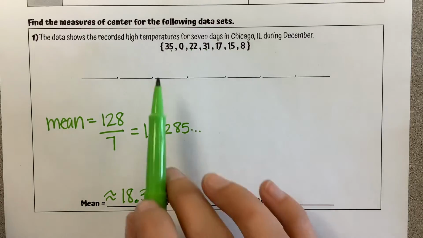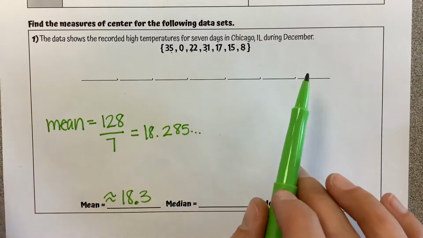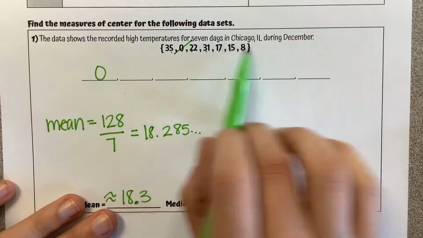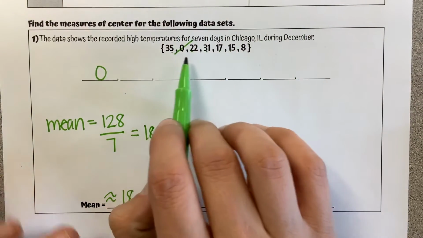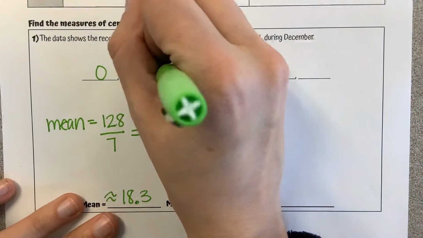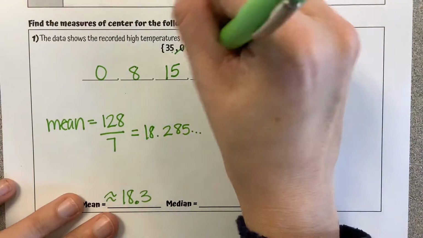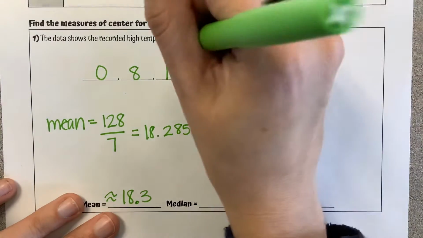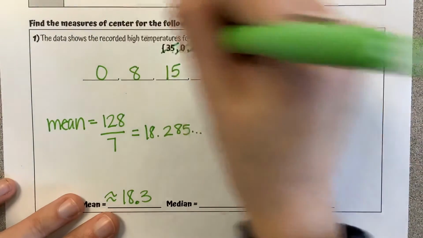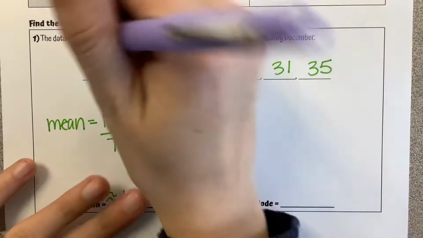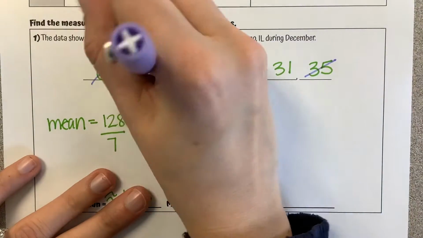For the median, this is not in order, so these lines that we provided here are for you to write it in order from least to greatest. As I'm writing them in order, I cross them off so I don't duplicate. So 0, then 8, then 15, then 17, 22, 31, and 35.